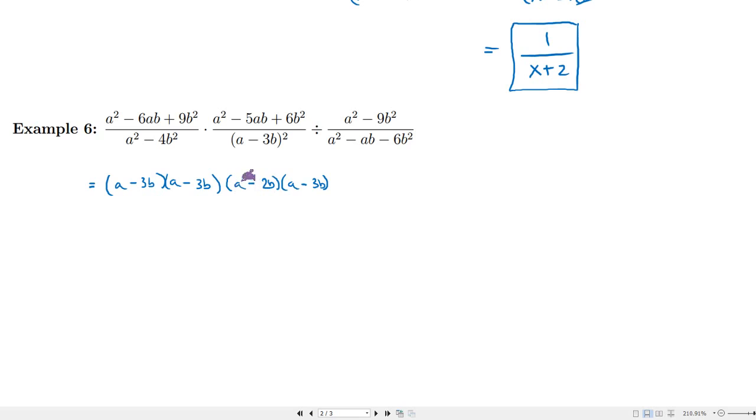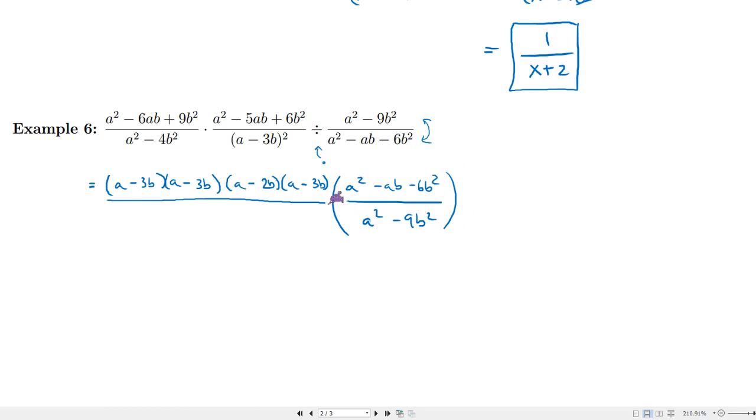Okay, so now let's double check. So a squared, that's good. And then minus 2ab minus 3ab, so that'll be minus 5ab, and then plus 6b squared. Okay, that looks good. Then we're going to have to multiply by the reciprocal. You know, switch that to a multiplication and then swap these two. So let me just write that out. So we'll multiply by the reciprocal of this. So we'll have a squared minus ab minus 6b squared over the a squared minus 9b squared.